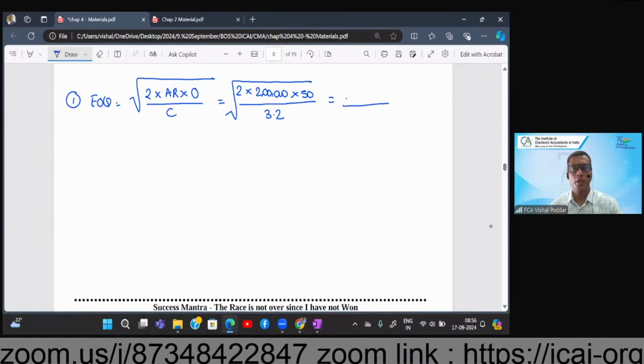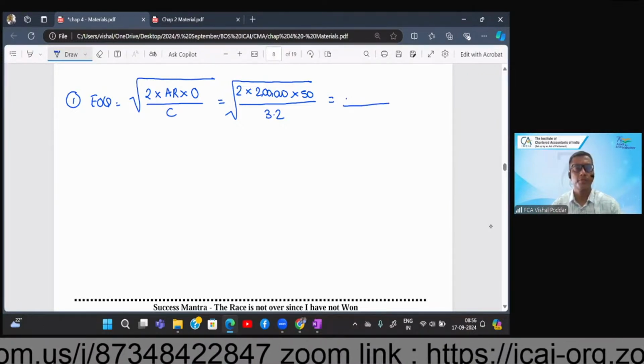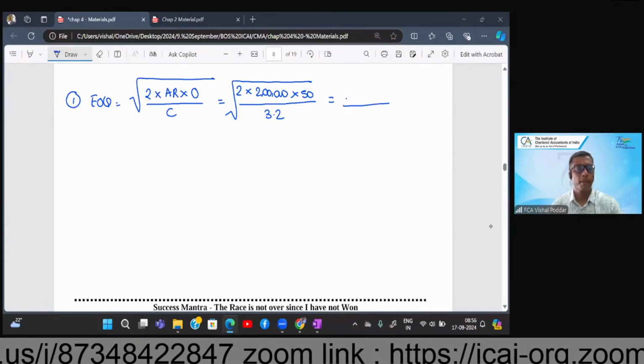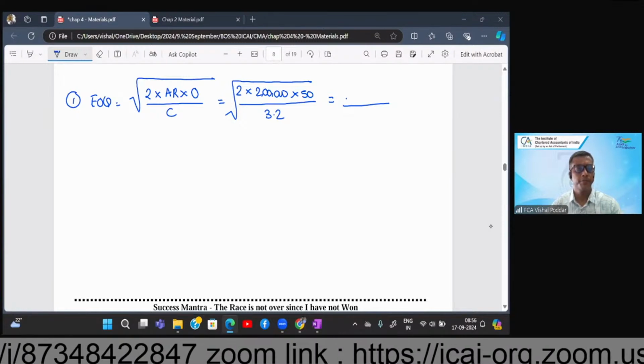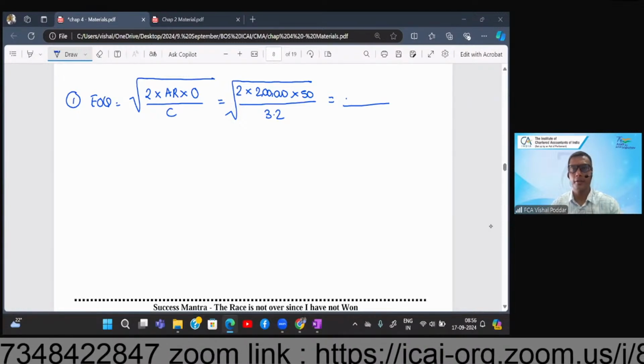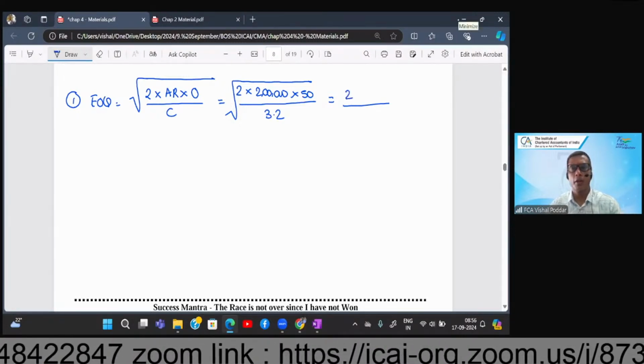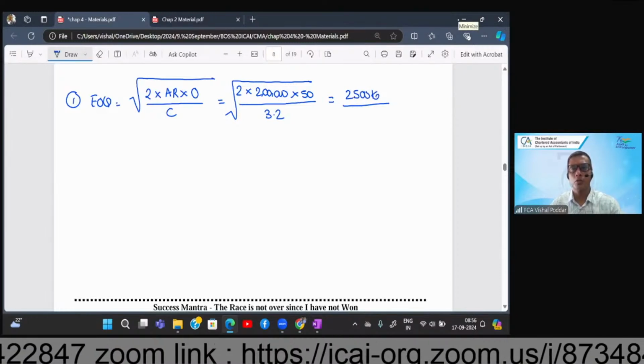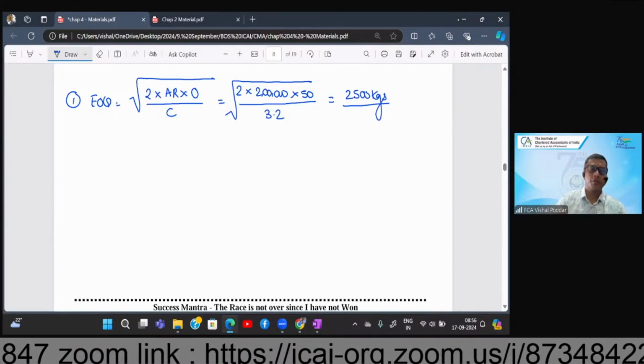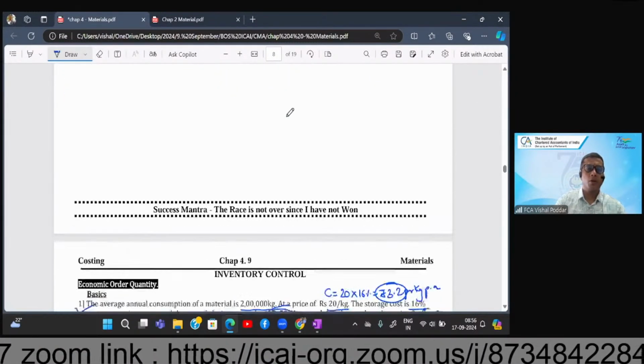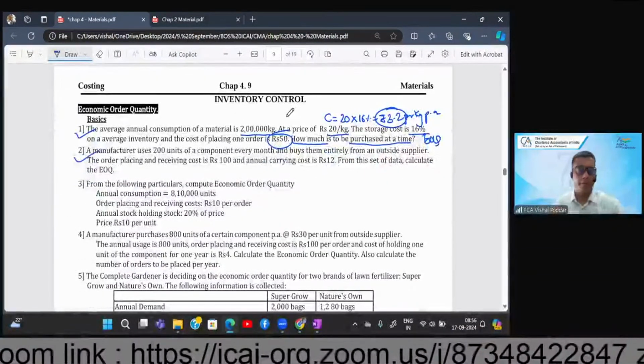So what is the correct answer of this? 2,500? Yes, great. So many of you got the correct answer. So it is 2,500 kgs. So in the first case, I should be placing an order of 2,500 every time.